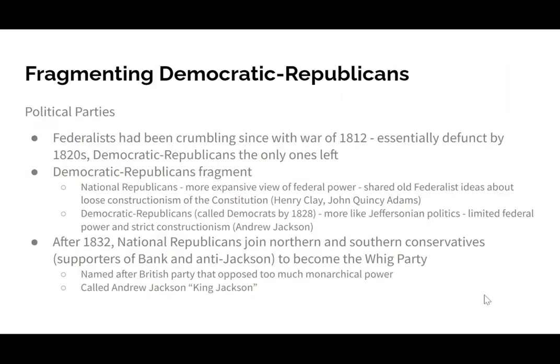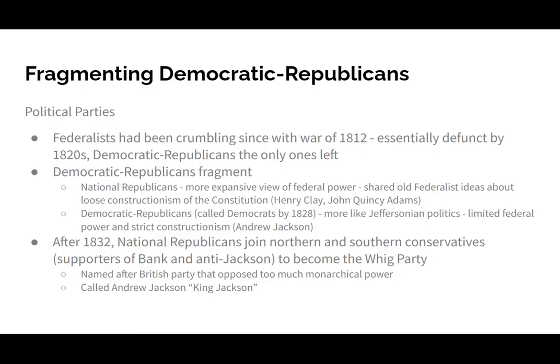Okay, we're also going to start to see some fragmenting of political parties. Now, you may recall after the War of 1812, Federalists had essentially become defunct. They had completely crumbled. By the 1820s, the Democratic Republicans were the only major or significant political party left standing. But even the Democratic Republicans are really beginning to fragment.